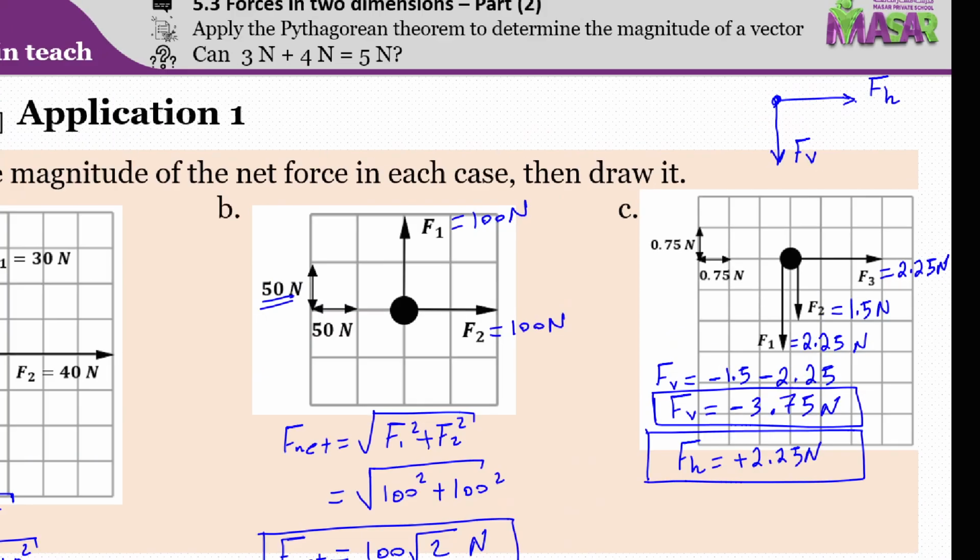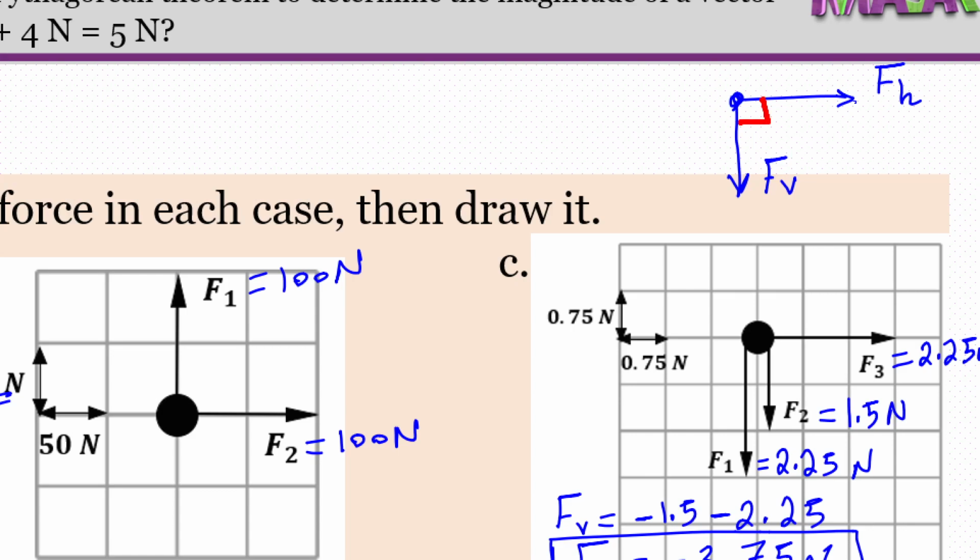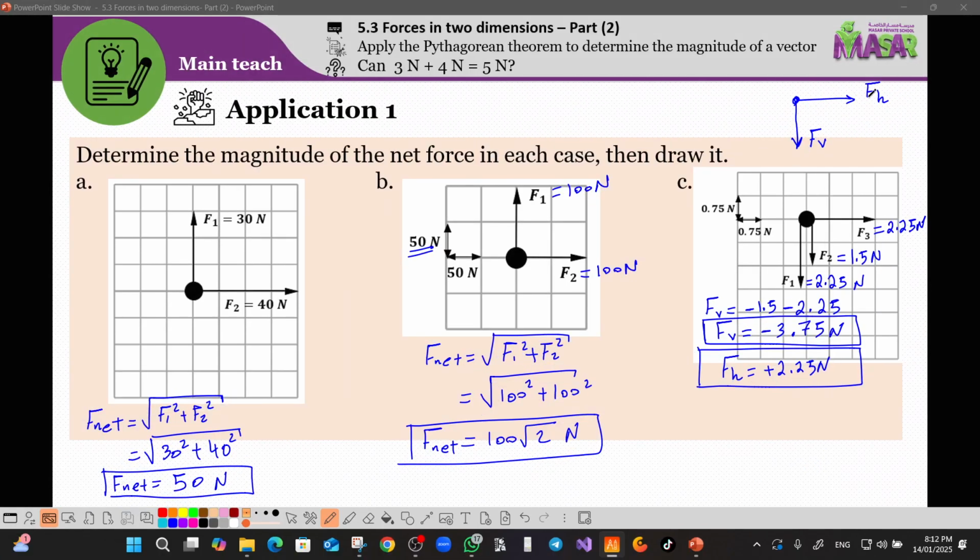Now, since we have two forces at right angles, in order to combine them together we should use the Pythagorean sum. So F net is equal to the square root of Fv squared plus Fh squared.